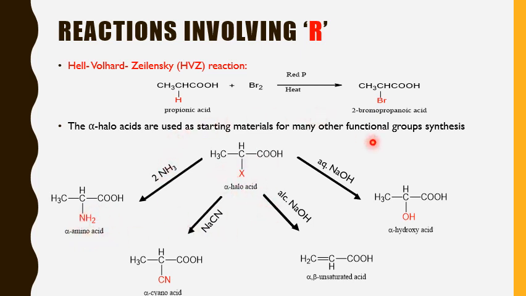So you can see a different range of functional groups have been derived with a single reagent and simple substitution. That's why this alpha halo acid, HVZ reaction, is so important in organic chemistry and especially for carboxylic acids.